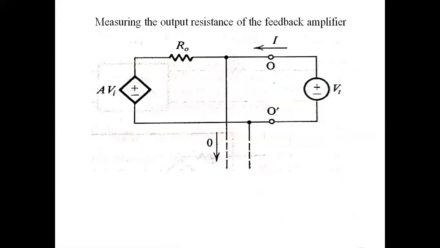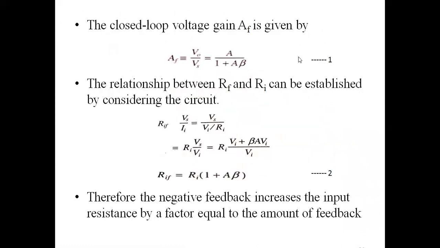And this is the equivalent circuit for the above circuit, used for measuring the output resistance of the feedback amplifier. So for the ideal circuit, the closed loop voltage gain V0 by Vs for this amplifier is A divided by 1 plus A into beta. The relationship between the feedback resistance and input resistance can be established by considering the original ideal circuit.